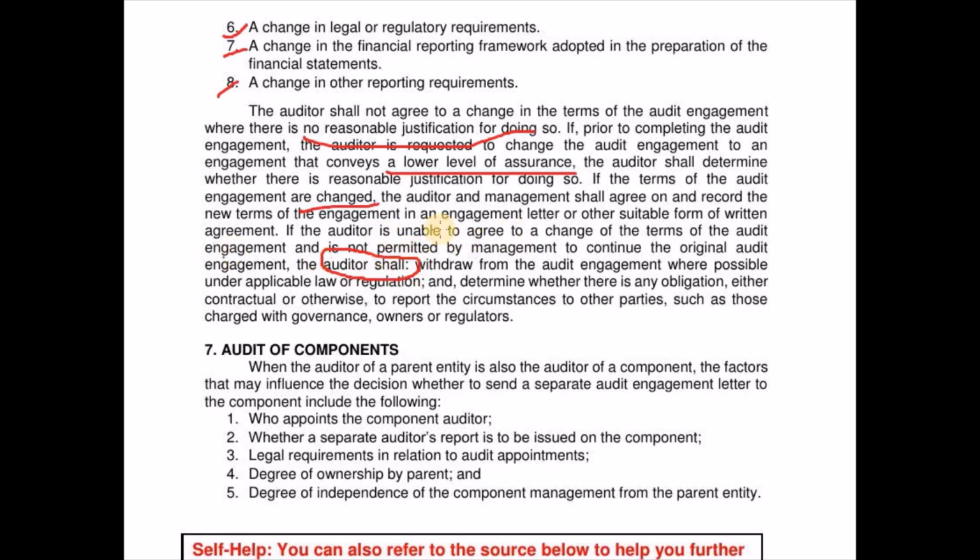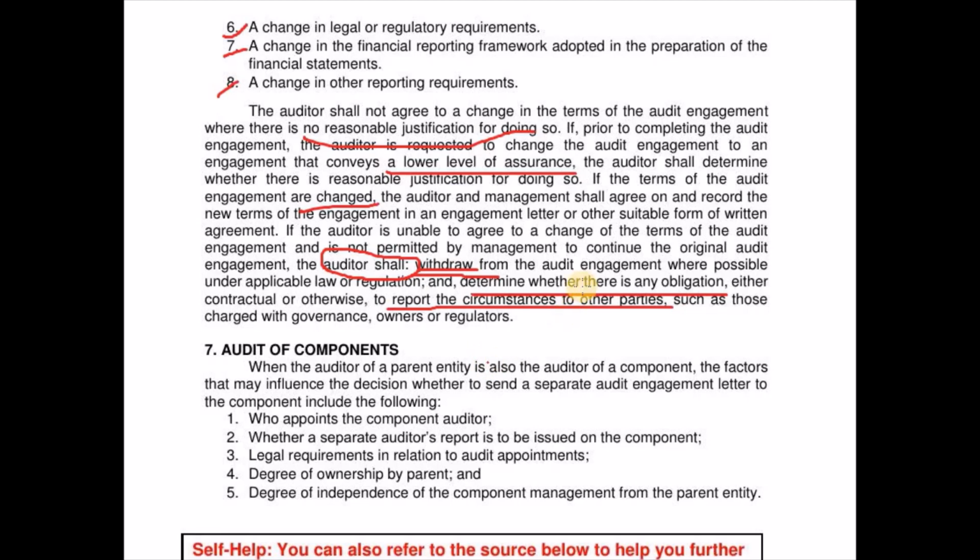So again, if the auditor does not agree to the change in the terms of the audit engagement and management does not permit the continuation of the original audit engagement, the auditor shall withdraw from the audit engagement where possible under applicable law or regulation, and determine whether there is any obligation, either contractual or otherwise, to report the circumstances to other parties, such as those charged with governance, owners, or regulators.